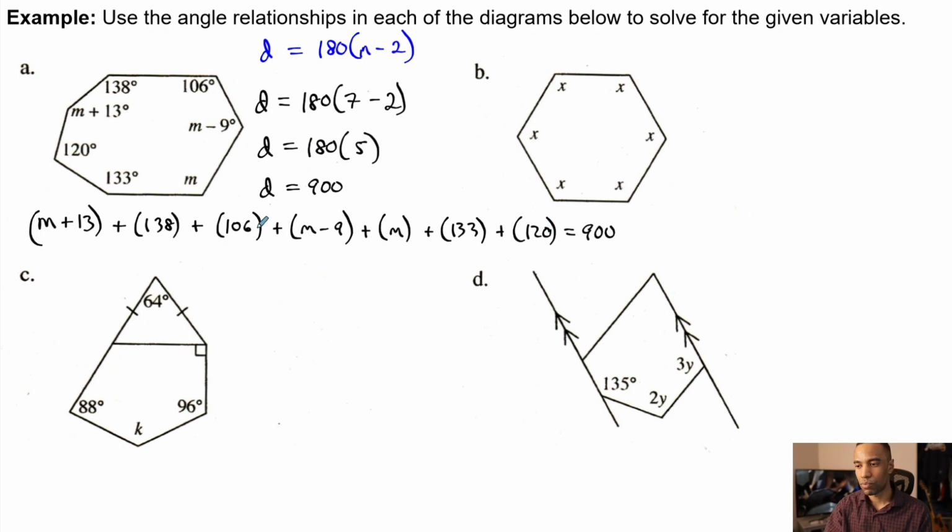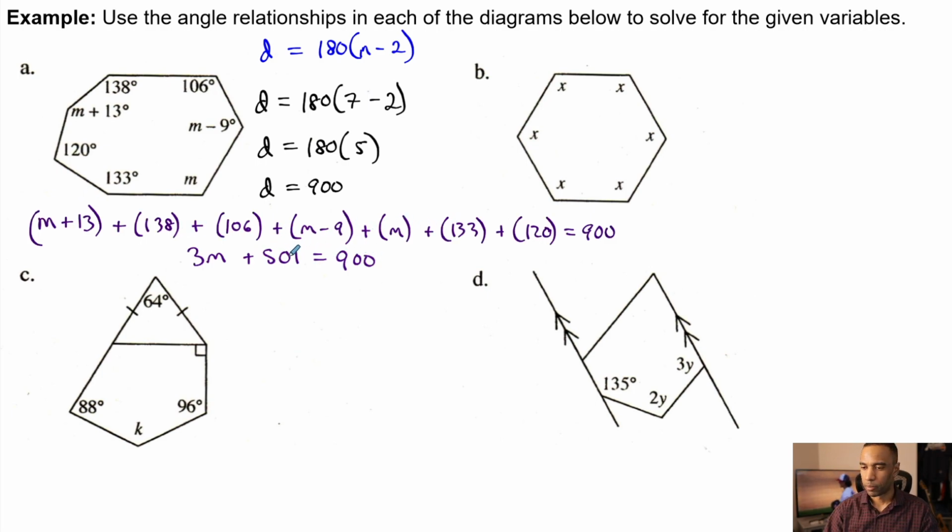So as you can see right here, I added up every angle and set it equal to 900. I just put parentheses to make sure that you knew which parts were which angles. Now I'm going to combine like terms here just to make it faster. Combine all the m's and the constants. Okay, and here's when we add them all up.